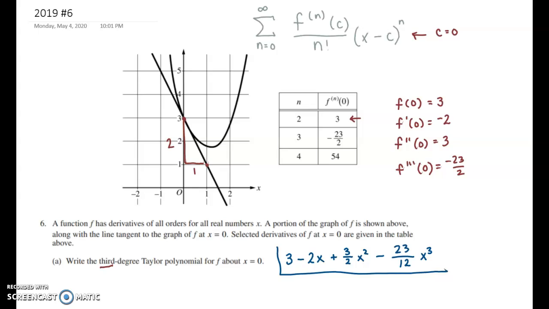Okay. So that's part A of number 6. So I want to point out that the scoring guidelines for number 6A was worth 2 points. 1 point was for having 2 correct terms, any 2 terms correct. And the other point is for having the rest of it correct. I want to point out that they don't exactly give you partial credit. They do give you partial credit, but they give it in a very specific way.